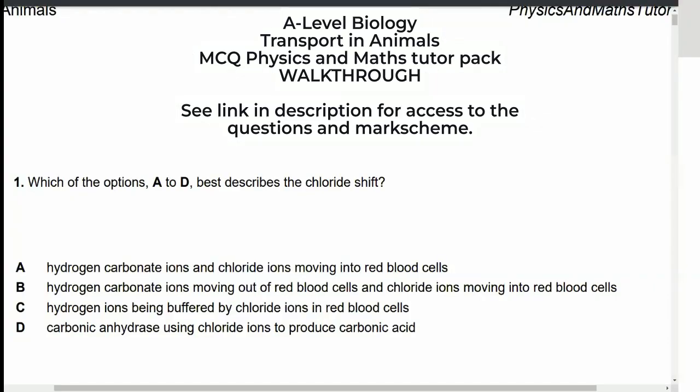Welcome to A-Level Biology, Transporting Animals. This is the MCQ Physics and Maths Tutor Pack. It's a walkthrough. See the link in the description for access to the questions and mark scheme. This is really for OCR students, but it's also relevant to AQA students.